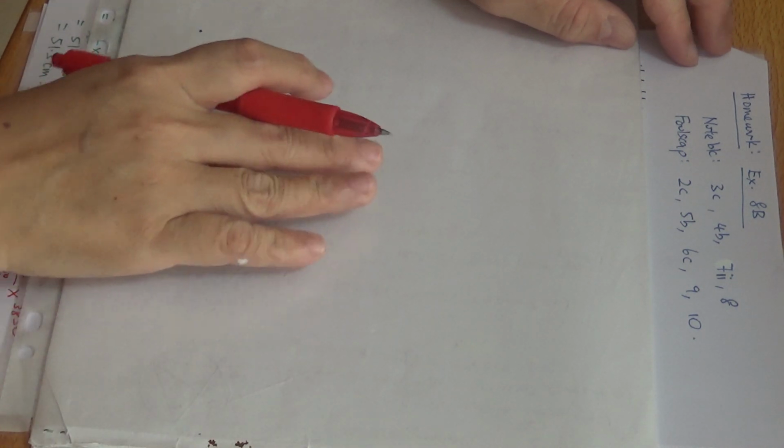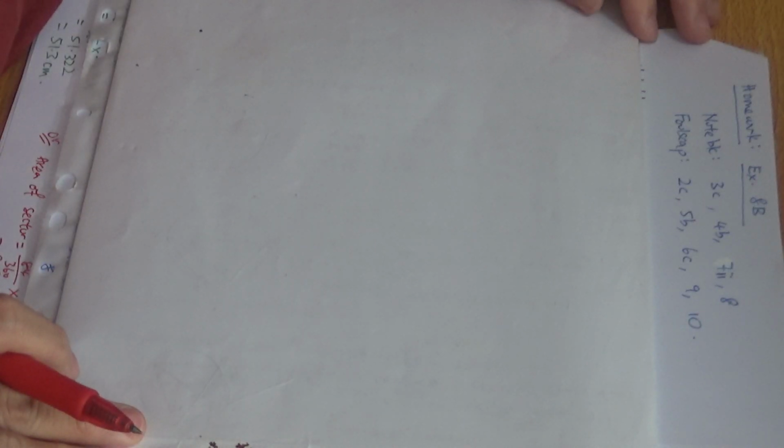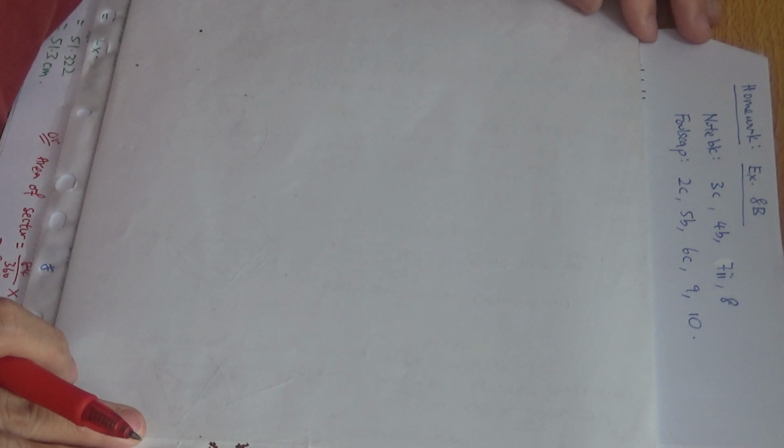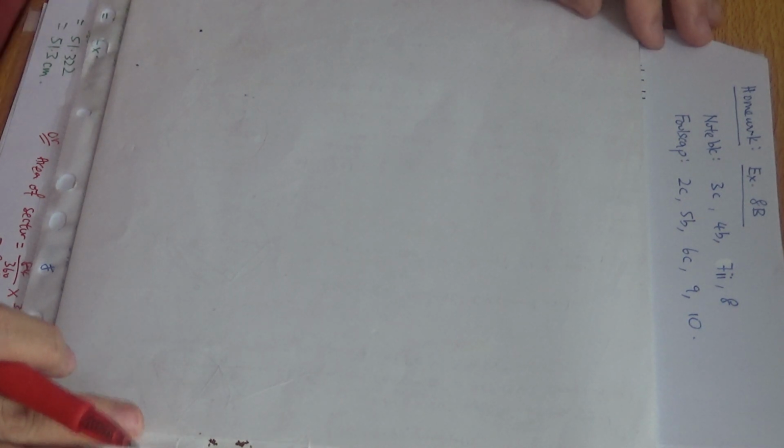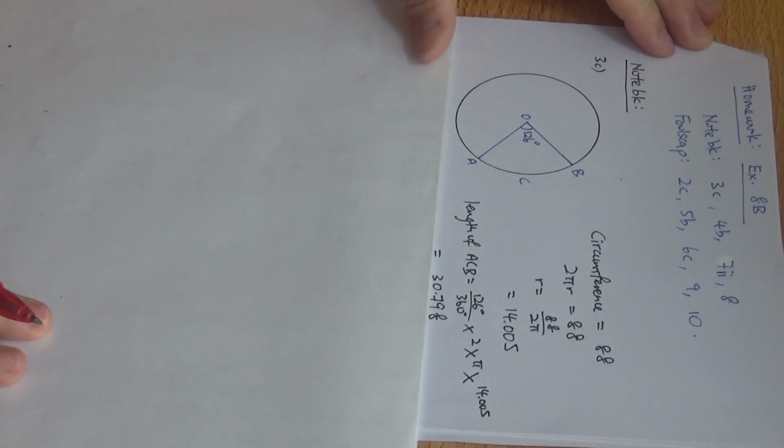Alright, now I'm going on to question 3C of your textbook, which you're supposed to do in your notebook. The question says that the figure shows a circle with center O and angle AOB as theta degrees. The circumference of the circle is 88 cm. Find the length of arc ACB and the area of the sector OACB for each of the following values of theta. Now I will sketch the diagram.